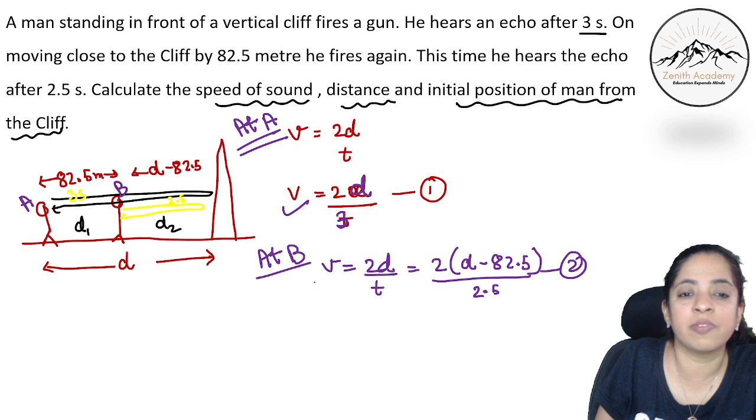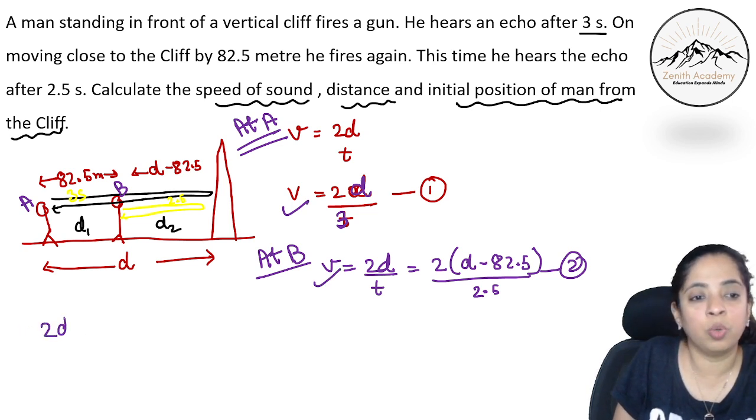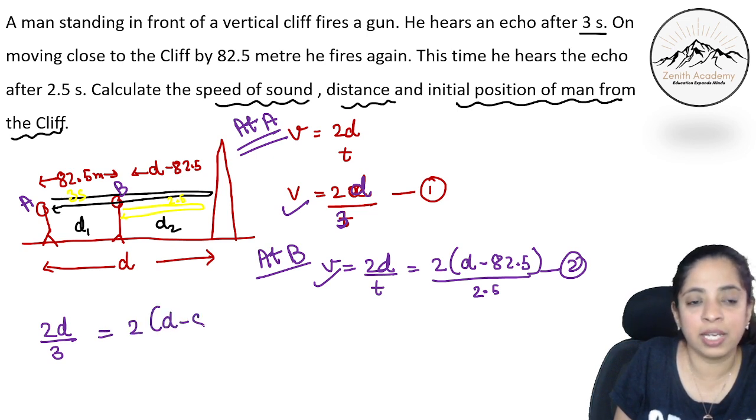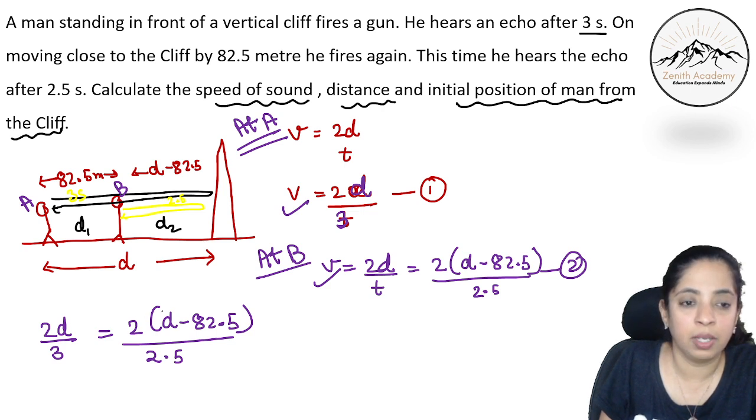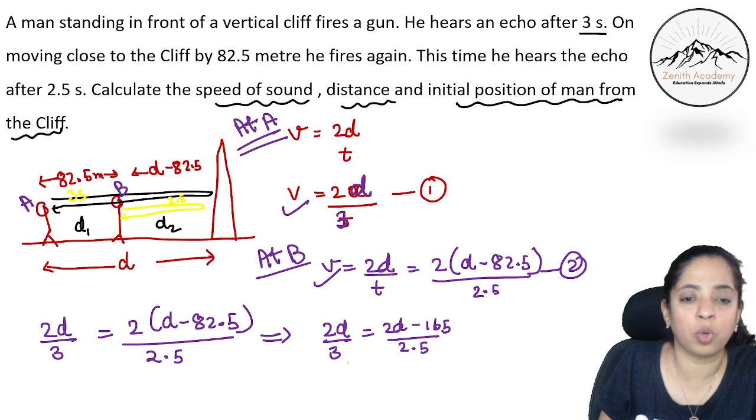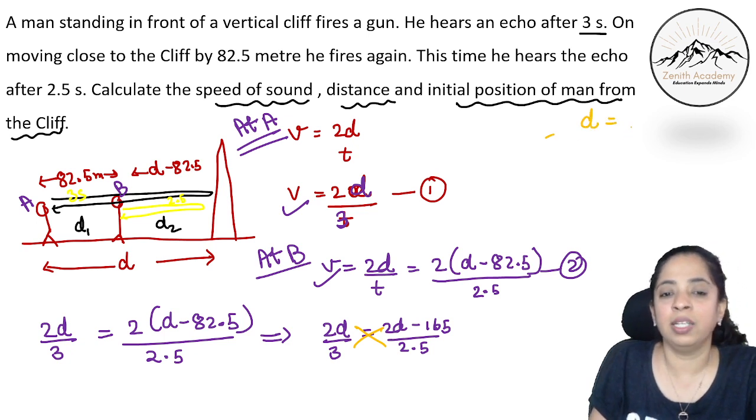Now in both the cases, this is velocity, so velocity will remain same. So 2d by 3 will be equal to 2 into (d minus 82.5) upon 2.5. Correct? So if I solve, 2 into 82.5 is 165. So 2d by 3 is equal to 2d minus 165 upon 2.5. Now you just have to cross multiply and find the value of d. Right? So pause the video, find the value of d.